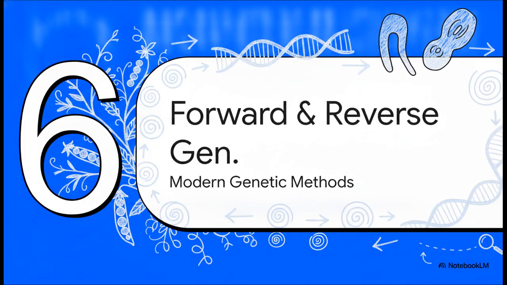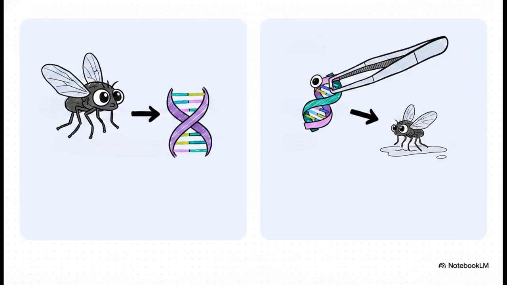Section 6. Forward versus reverse genetics. So we've covered incredible ground today, from Mendel's monkish garden to the inner workings of maternal plastids, and the crucial point is understanding how our modern scientific approach has evolved because of all this. Take a look at this comparison.